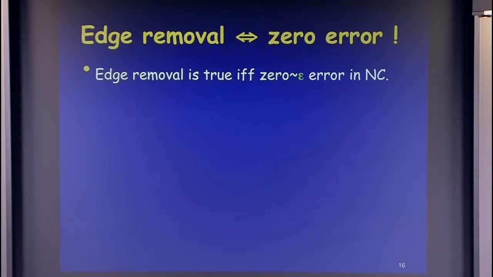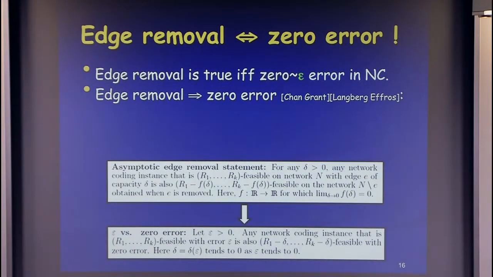So the edge removal statement is true if and only if this zero error statement, which I went through very quickly. So you want me to repeat it? Again, it says that if I'm (R1 to RK) feasible with error epsilon, and epsilon can tend to 0, then I'm losing a little bit in rate. I'm going to be (R1 minus delta, RK minus delta) feasible with 0 error in the network coding regime.